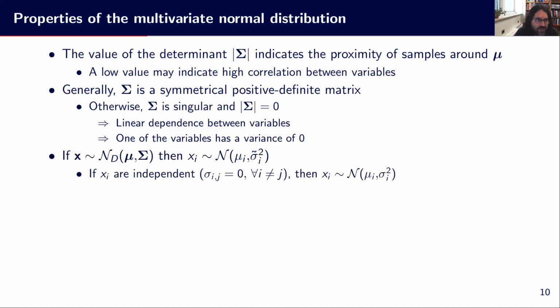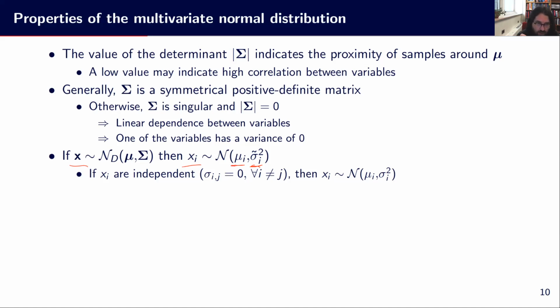Also, another interesting thing is that if we have a vector x, which is following a normal distribution of d dimensions with the mean vector mu and covariance matrix sigma, then we can see that each component of x, the variable xi, is also following a normal distribution, which has a mean of mu i, which is expected, but also has a variance of sigma i tilde, so it's not exactly the value on the diagonal.